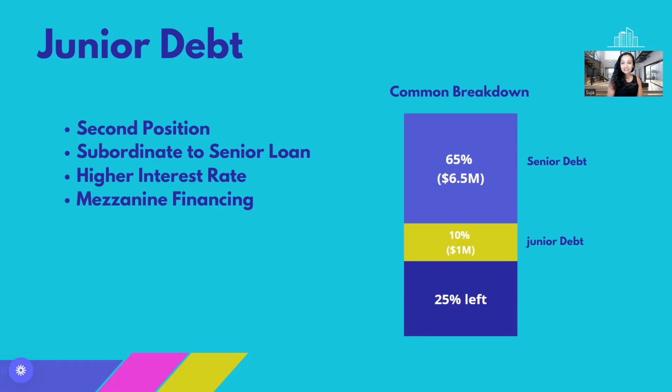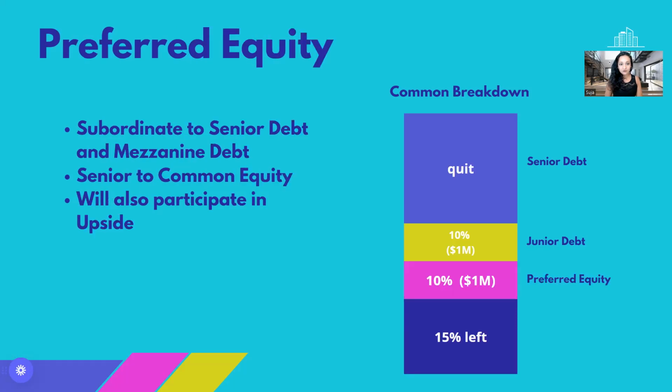Now we still need to top off the capital stack, figuring out what's going to be in it for that remaining 25%. And so this is where equity usually comes in. So there are two types of equity. Let's go over the first one, preferred equity. So preferred equity is subordinate to senior debt and mezzanine debt. However, it's senior to common equity.